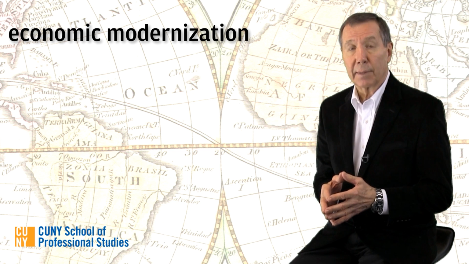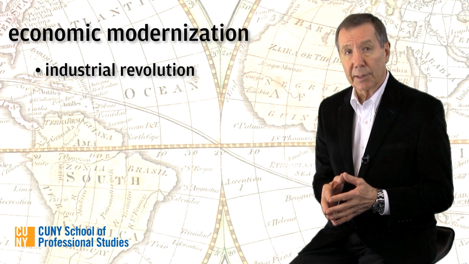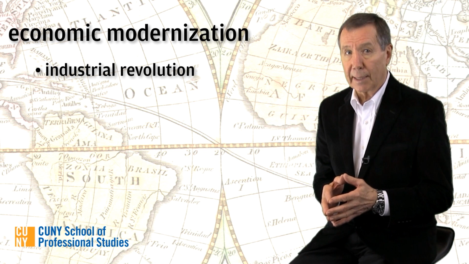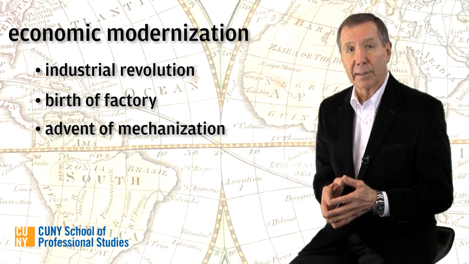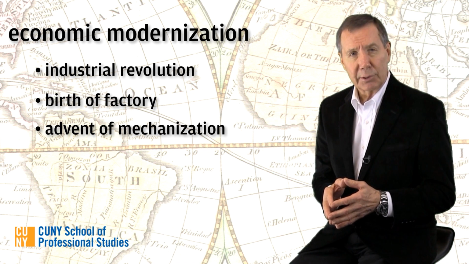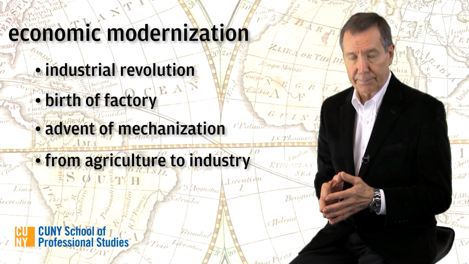We're now going to move to the modernization of economic life as we examine the Industrial Revolution and its impact on societies in the late 18th and early 19th centuries, starting with the birth of the factory and the advent of the machine age, which signals a radical shift from agriculture to industry.